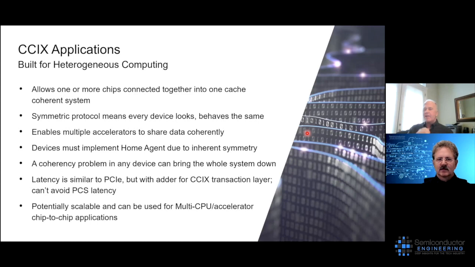And the other drawback that we see with this, again, I mentioned it as latency, is the latency similar to PCI Express, and maybe even with a small adder, because if you look at that diagram again, it had the transaction layer on top of the whole PCI Express stack. So you can't get any better latency really than PCI Express, and typically you get a little bit worse. But it's potentially scalable for multi-CPU, accelerator. That's been the attraction, is you can put these large arrays of accelerators into a platform.